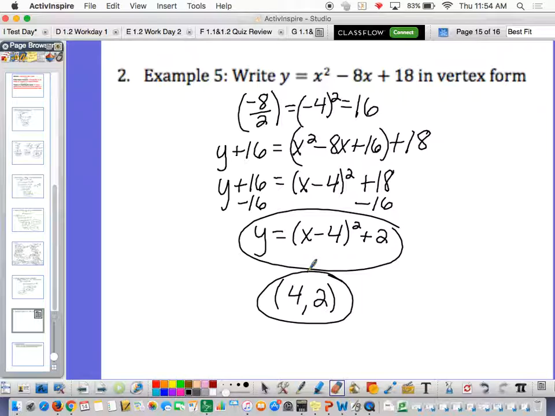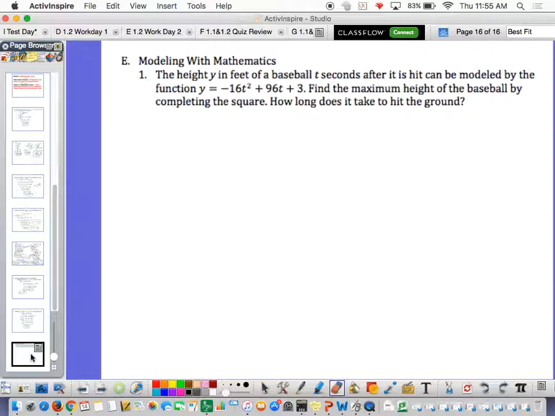Now, of course, we cannot end this lesson without a super cool word problem. So, here we go, last one. Stick with me. You're doing great. The height y in feet of a baseball t seconds after it is hit can be modeled by the function y equals negative 16t squared plus 96t plus 3. Find the maximum height of the baseball by completing the square. So we have to complete the square here. How long will it take to hit the ground?